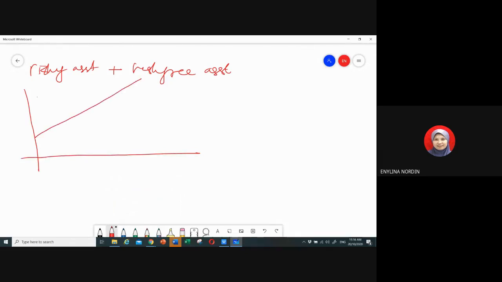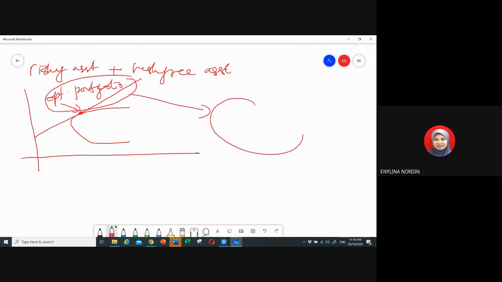Okay, so dia combine dengan risky asset kan tadi. So here. Okay, so ada satu titik dekat sini dia touch yang kita panggil dia optimal portfolio. Okay, then in that case kalau you combine lagi banyak asset, maknanya you punya portfolio dah become a large and diversified portfolio that can be called as or can be more or less the same as the market portfolio.